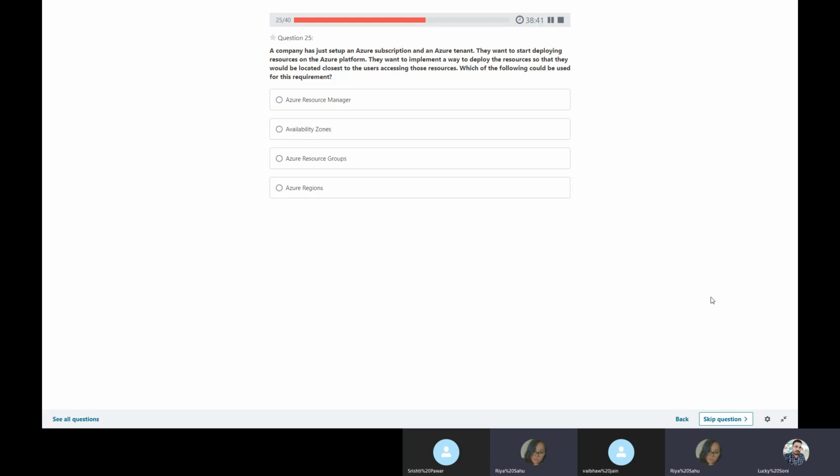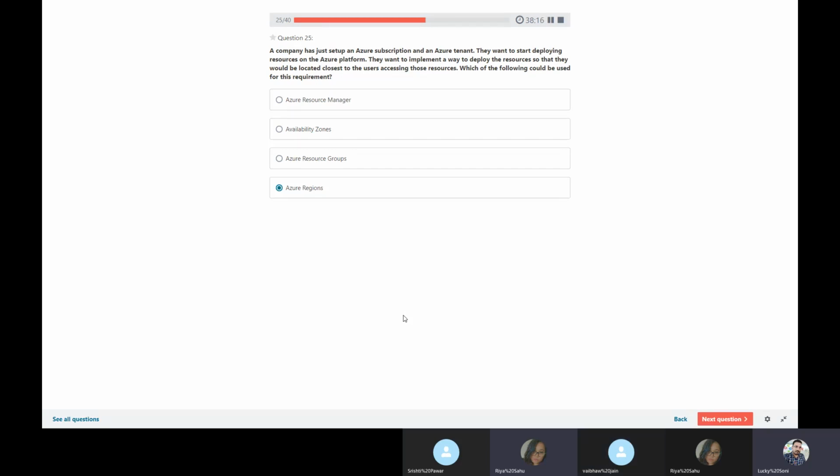Any idea? Near to the locations, closest location. What should that be? You are staying in India. You are supposed to access the servers which are in India. What is the closest location near to you? Guys, it should be the Azure region only, right?